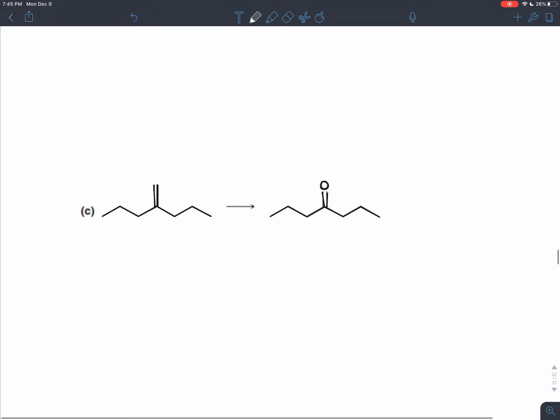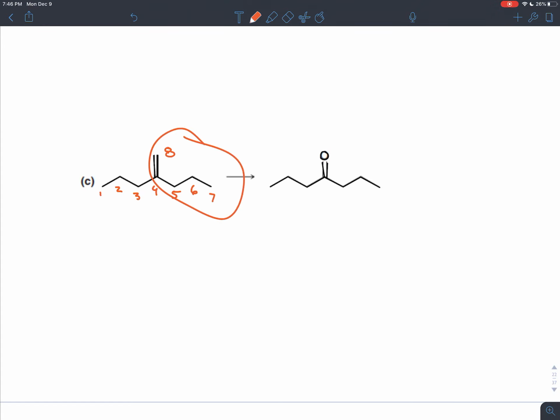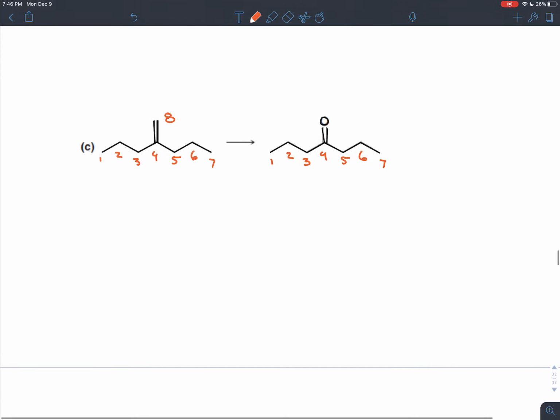Okay, let's try C. In C, you count the number of carbons up. In this long chain, we have 1, 2, 3, 4, 5, 6, 7, and then we just have an 8th one here. Now, I'm not numbering this as you would if you name it. I'm just numbering it to keep track of stuff, and that's why I can sort of make this jump here. That wouldn't be acceptable if you were naming it. Now, if we do the same thing, 1, 2, 3, 4, 5, 6, 7, oh my gosh, what happened to the 8th carbon? It turned into an oxygen.